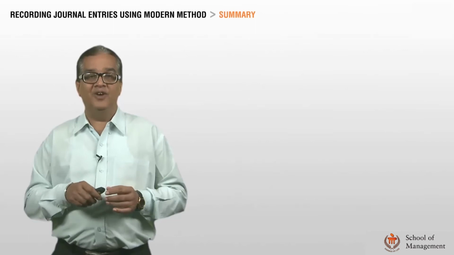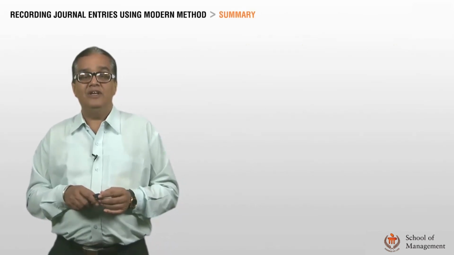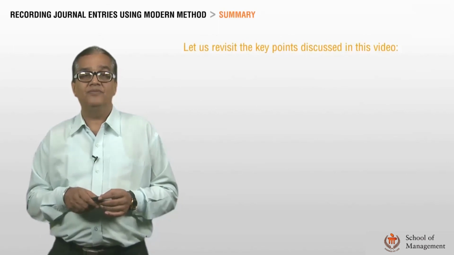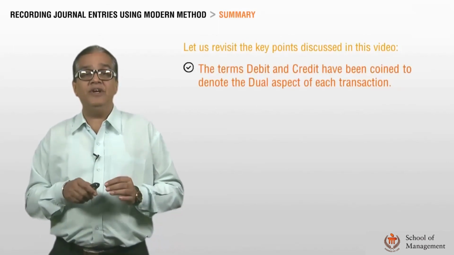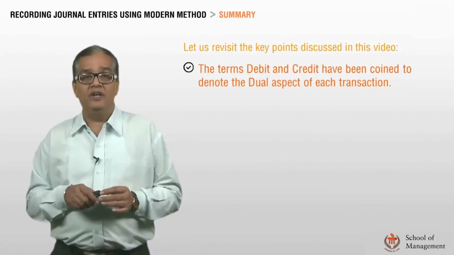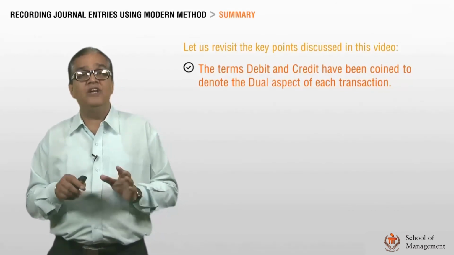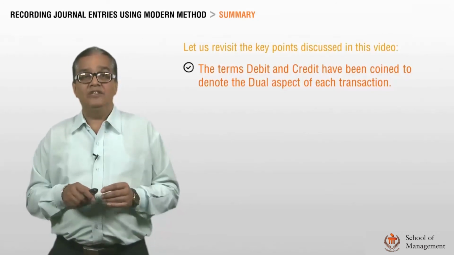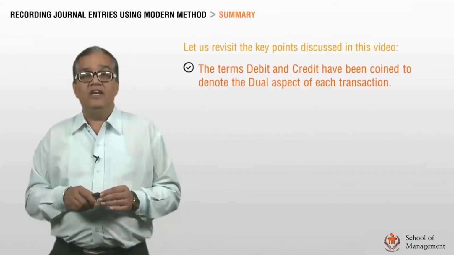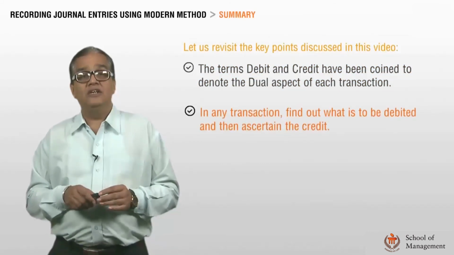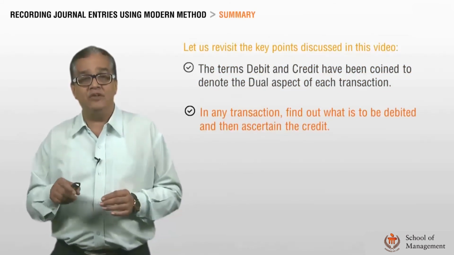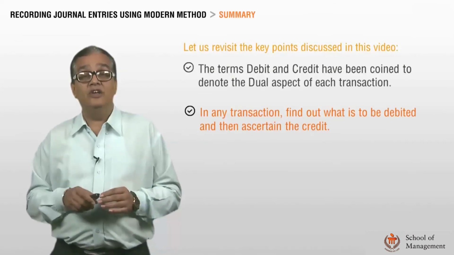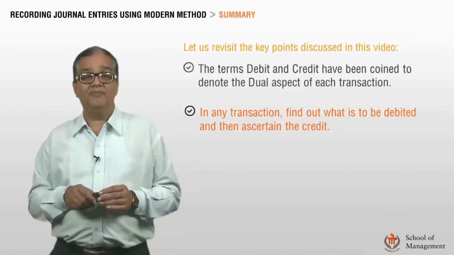Having seen this video, let us summarize the learnings. The terms debit and credit have been coined to denote the dual aspect of each transaction. The first learning. The second learning is, in any transaction, first one has to find out the debit and then ascertain the credit to record the transaction.